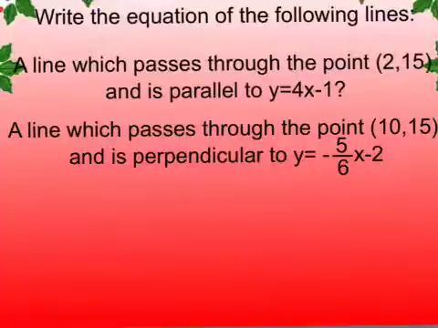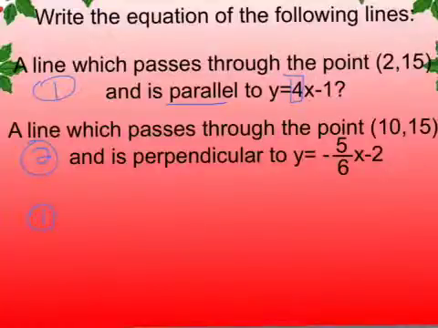Our final examples, we have our first one here and our second one here. So write the equation of the following lines. For the first example, a line which passes through the point (2, 15) and is parallel to y equals 4x minus 1. Well, if it's parallel, that means the slope is going to be the same. So that means m has to equal 4, and we want it to go through (2, 15).